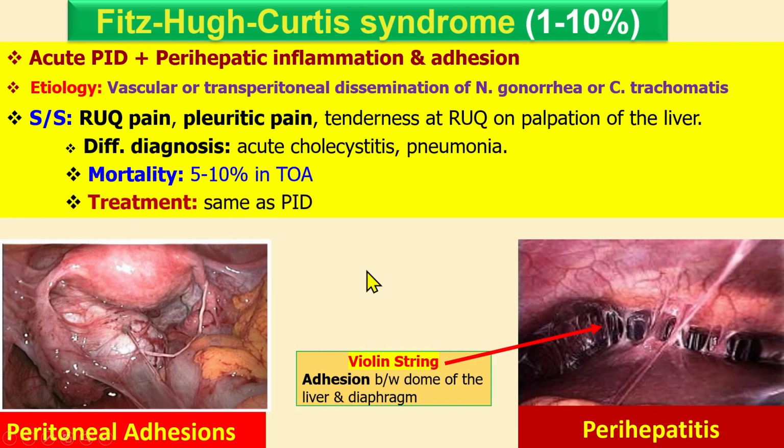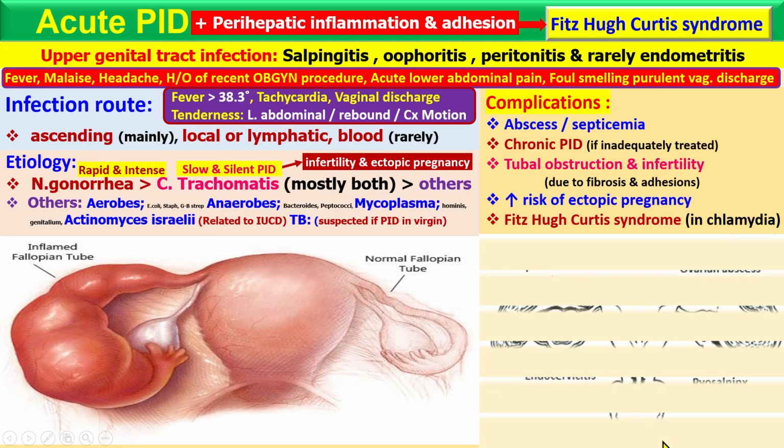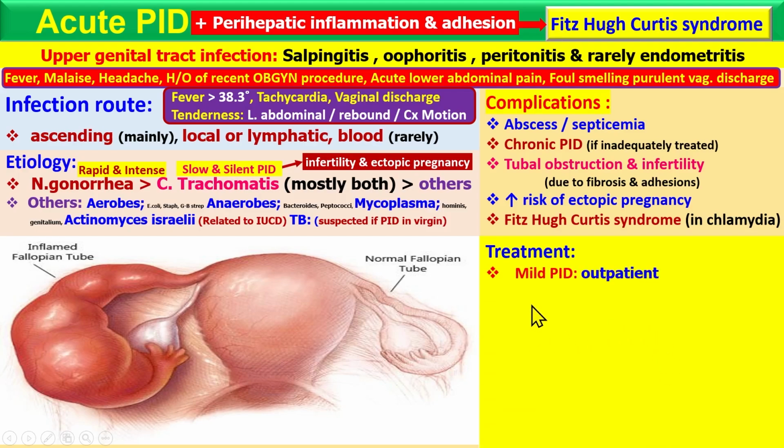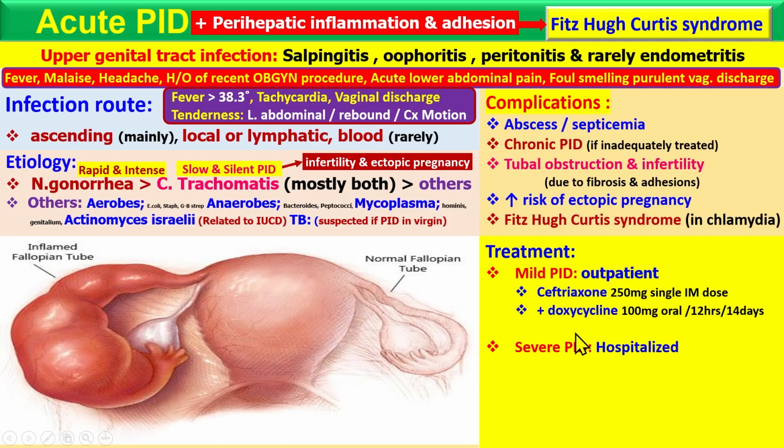And the treatment is the same as we treat PID. How do we treat PID? Let's see. Treatment depends on whether it is mild or severe PID. Mild means the condition is diagnosed and is not complicated. So this is an OPD patient, meaning outpatient. If the condition is severe, then go for hospitalization. In mild PID, you give ceftriaxone 250 mg single IM plus doxycycline 100 mg orally twice daily, for 14 days.